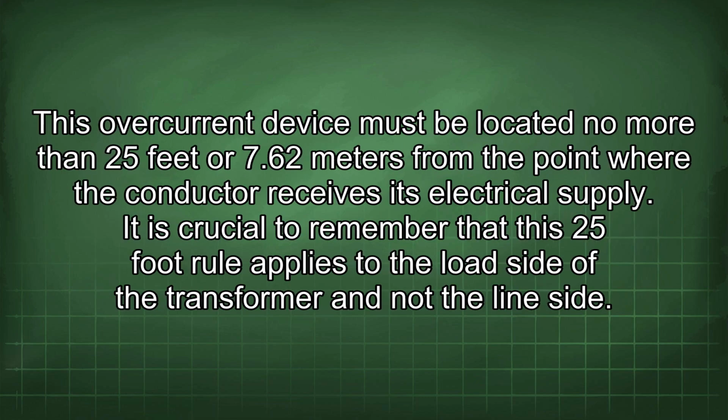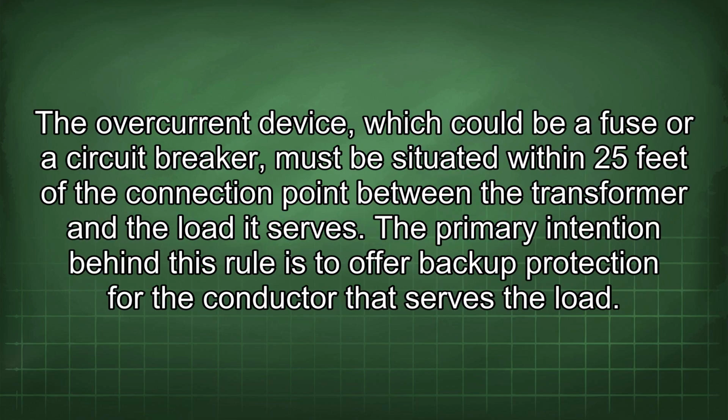This overcurrent device must be located no more than 25 feet or 7.62 meters from the point where the conductor receives its electrical supply. It is crucial to remember that this 25-foot rule applies to the load side of the transformer and not the line side. The overcurrent device, which could be a fuse or a circuit breaker, must be situated within 25 feet of the connection point between the transformer and the load it serves.